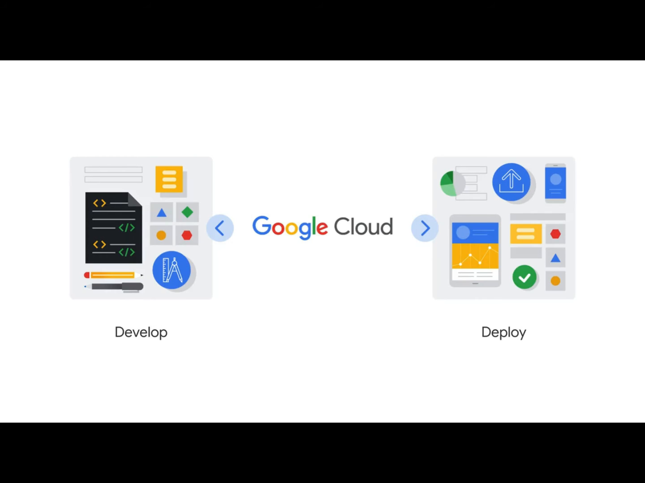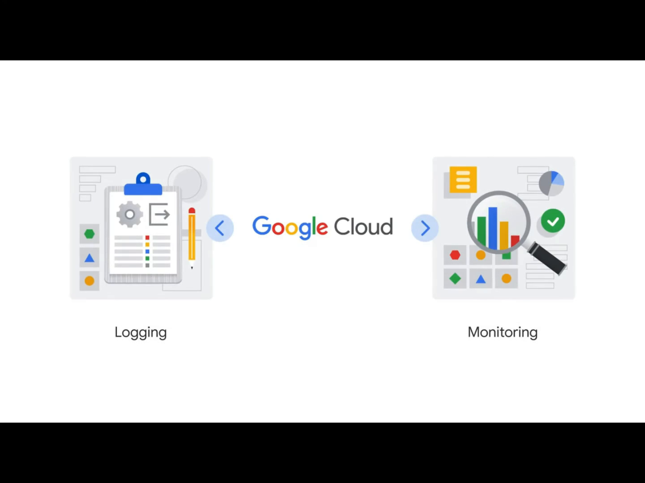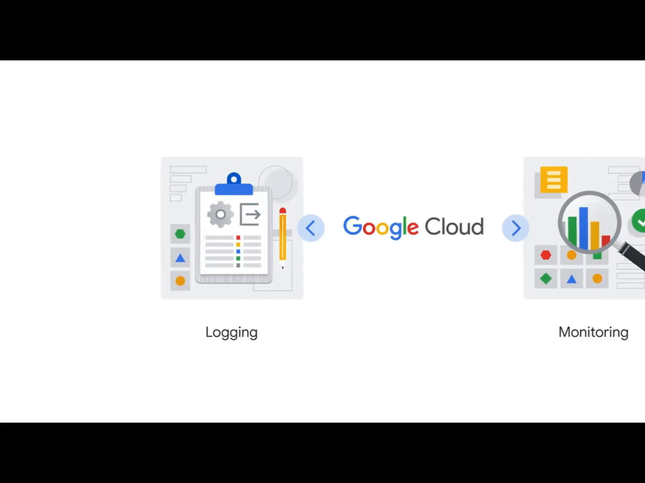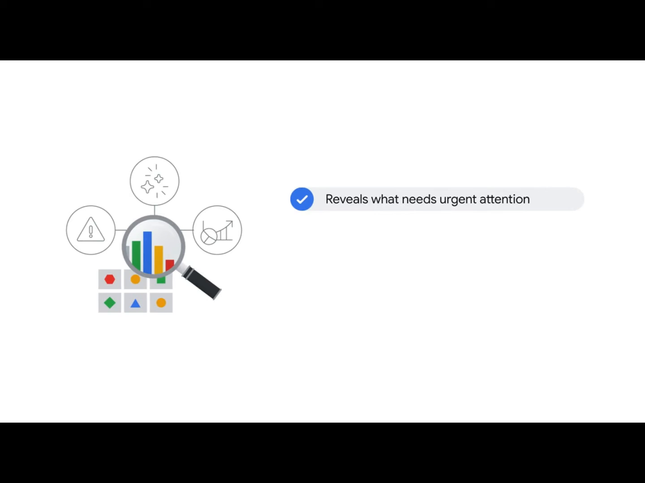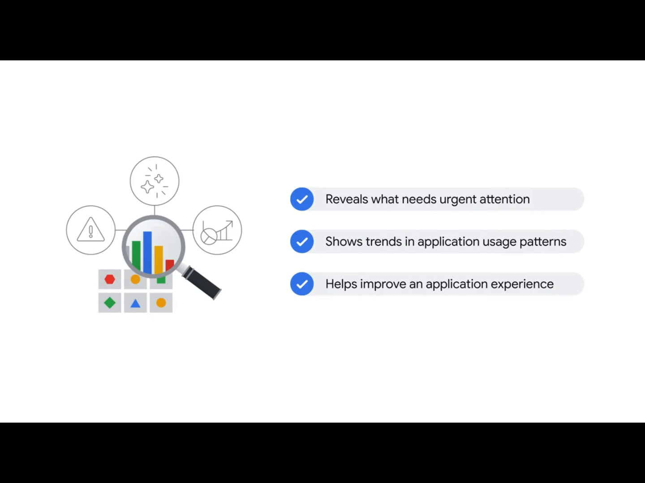In this section of the course, we'll transition our focus from developing and deploying in the cloud to logging and monitoring. Let's begin with monitoring. Monitoring is the foundation of product reliability. It reveals what needs urgent attention and shows trends in application usage patterns, which can yield better capacity planning and generally help improve an application client's experience and lessen their pain.